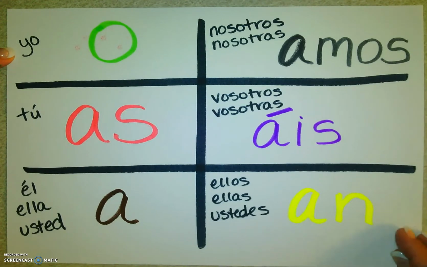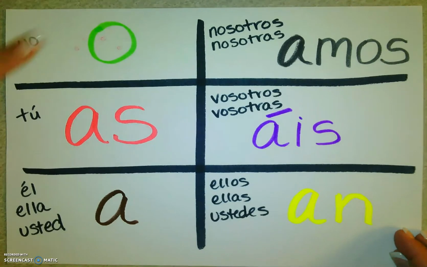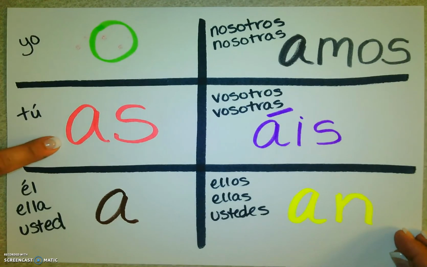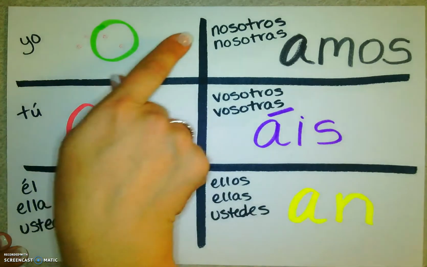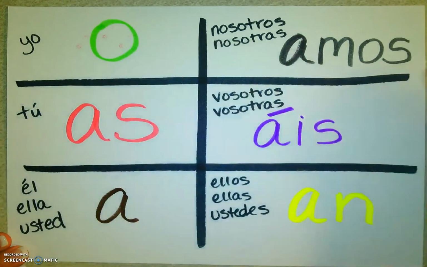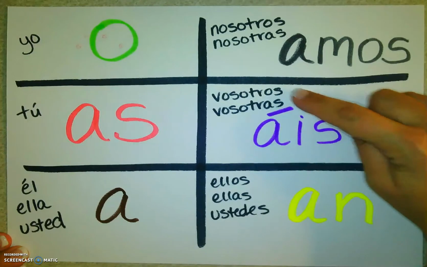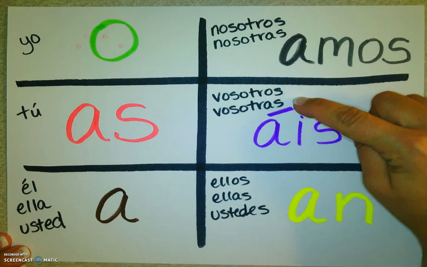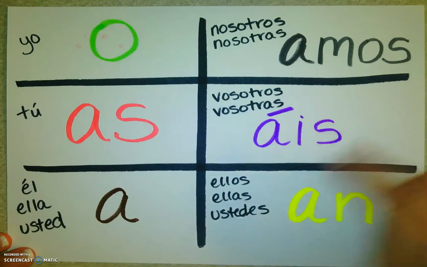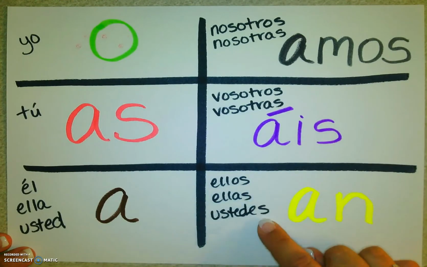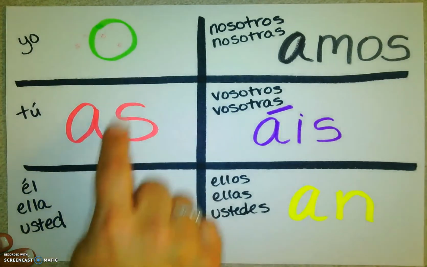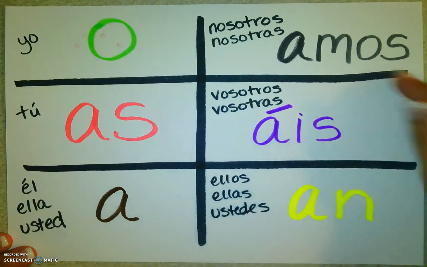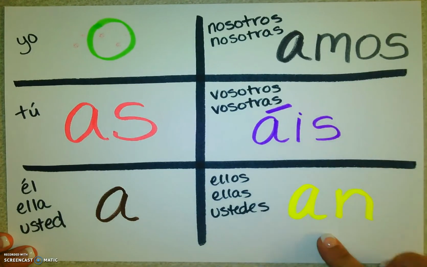Yo verbs end in O. Tú verbs end in as. Él, ella, and usted verbs all end in a. Nosotros and nosotras verbs end in amos. Vosotros and vosotras verbs end in áis. Ellos, ellas, and ustedes verbs all end in an. O, as, a, amos, áis, an.